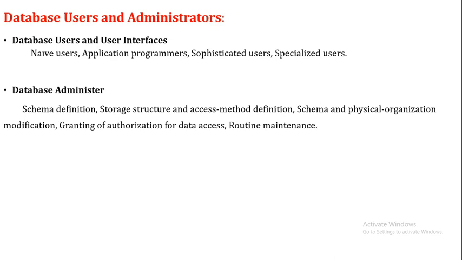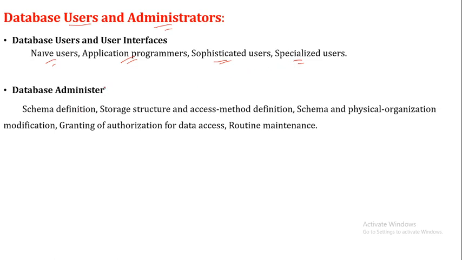Now we have the users of your database. We have so many users, and these users have been defined with their responsibility. We have database users, and we have administrators. Who are the users? A user may be a naive user who doesn't know anything about the database, but is going to use it. A user may be an application programmer. And a user may be a sophisticated or specialized user who is going to use the database.